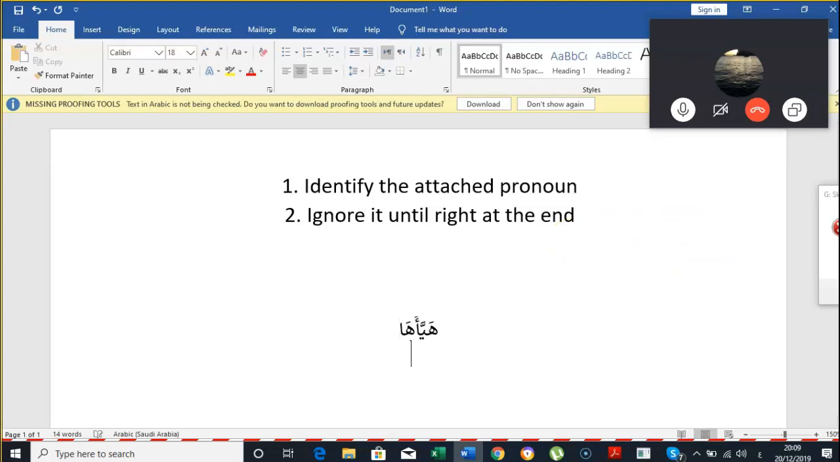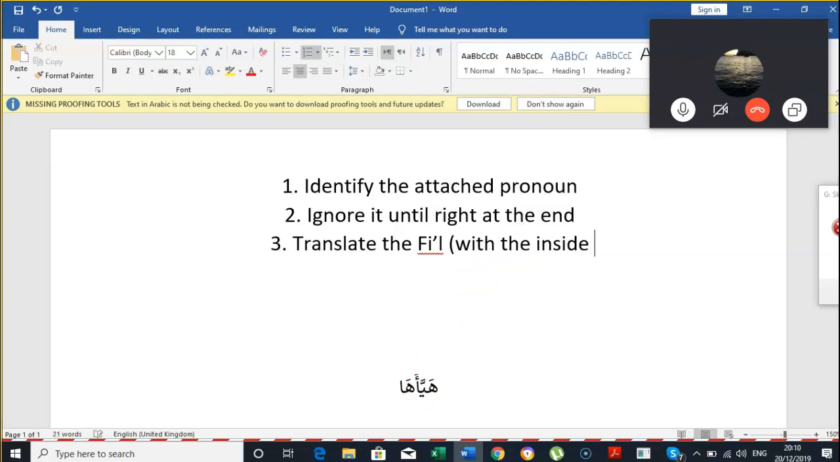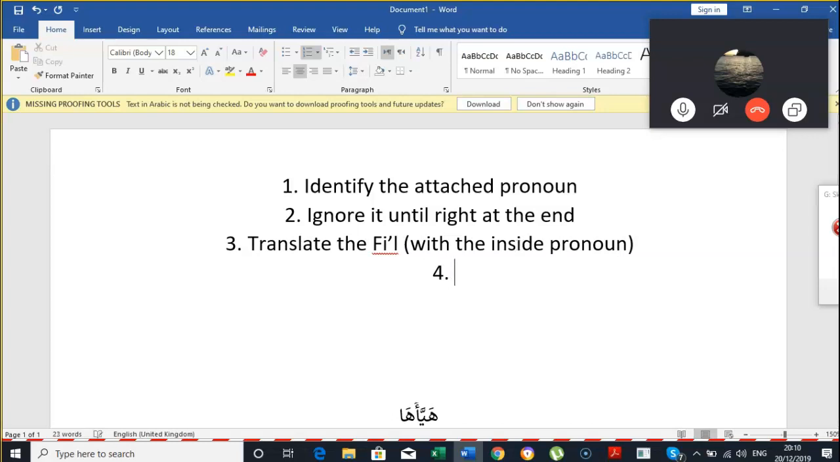Look at the word hayya'aha. How many words do we have? Okay, first of all, is there any attached pronoun here? Which one? Ha. So second step is to do what? Ignore it, yeah? Then? Say again? Okay, the first word. Translate the fi'l basically. Okay, so hayya'a, what's the translation? Who prepared though? Yes. Fi'l. Okay, so you gotta mention the doer as well. Okay, so he prepared. And then what do you do?